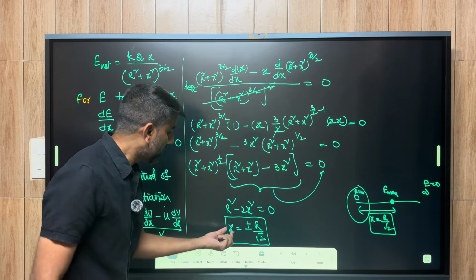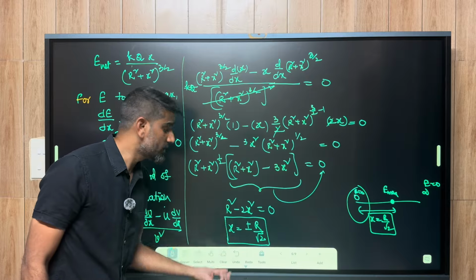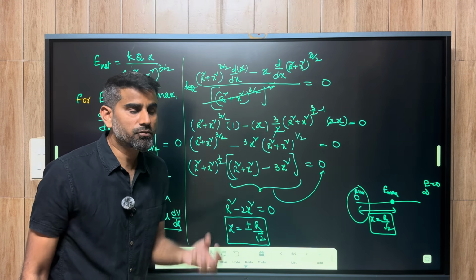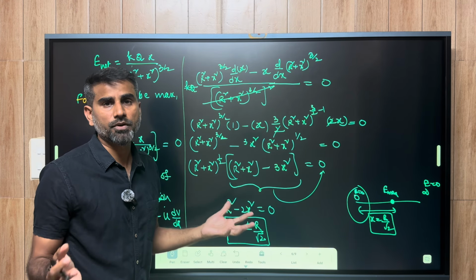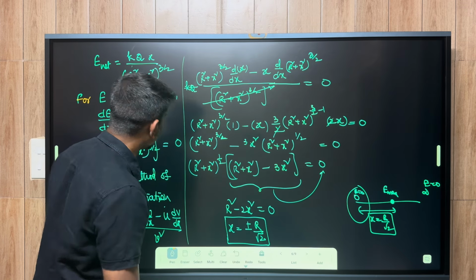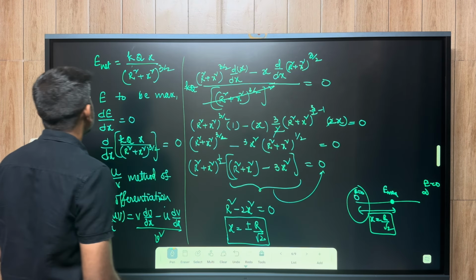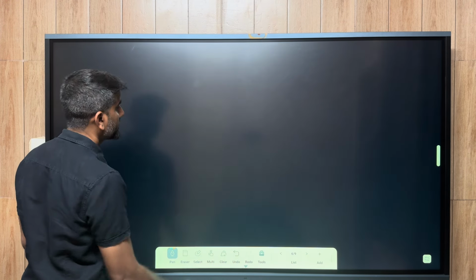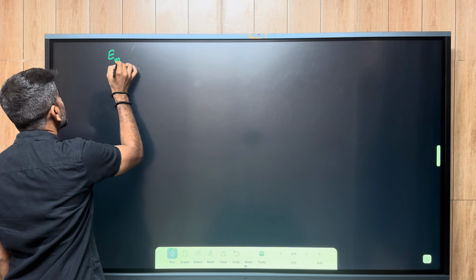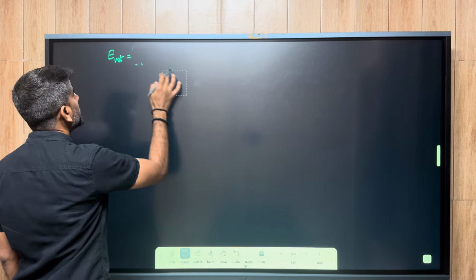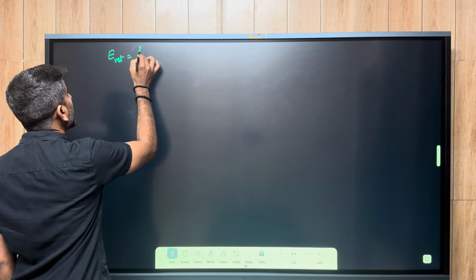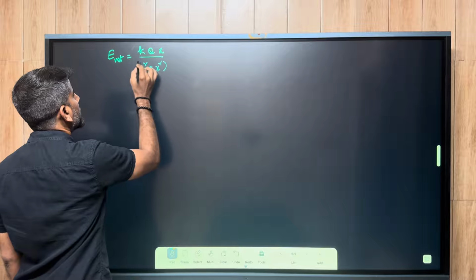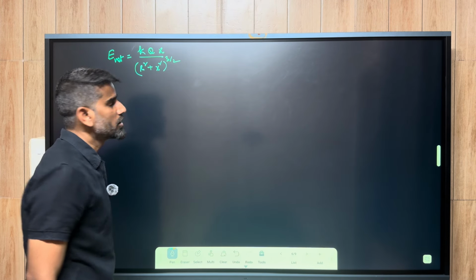Right. Let's move ahead. We have determined that at this location the electric field is maximum. Now what we are going to do is find the maximum electric field possible. Let's clear this entire thing. I'm going to write the equation. E net is equal to k q x by (r square plus x square) whole to the power 3 by 2.